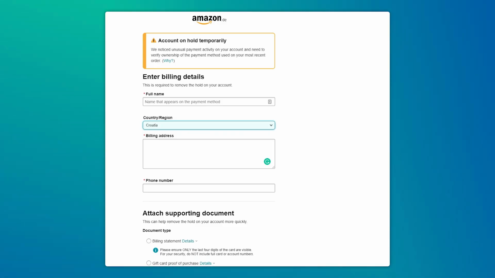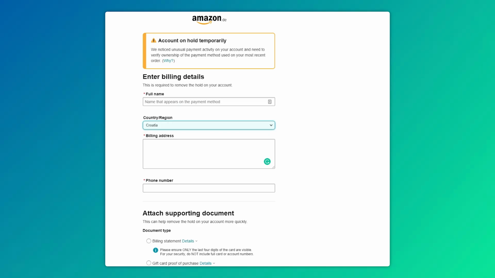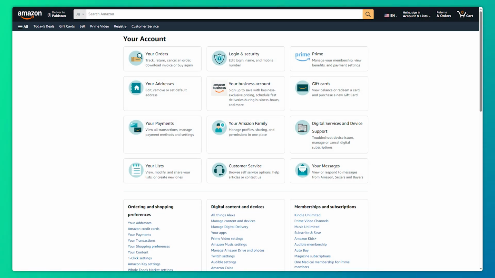Amazon may ask you to verify your identity by providing information or uploading a government-issued ID. If the automated recovery process does not work, contact Amazon support. Many users report that speaking with a live representative is the fastest way to get help.